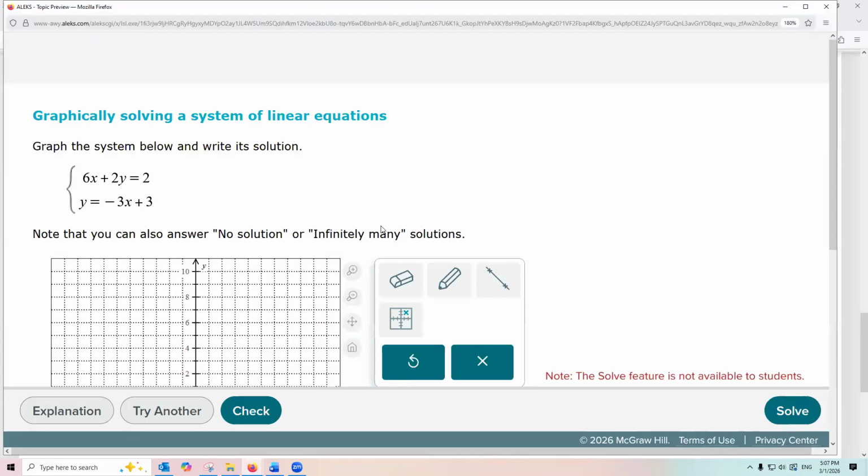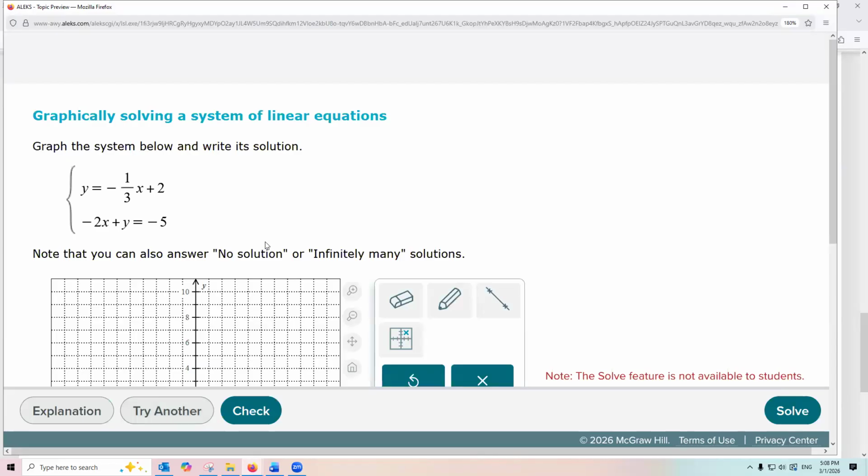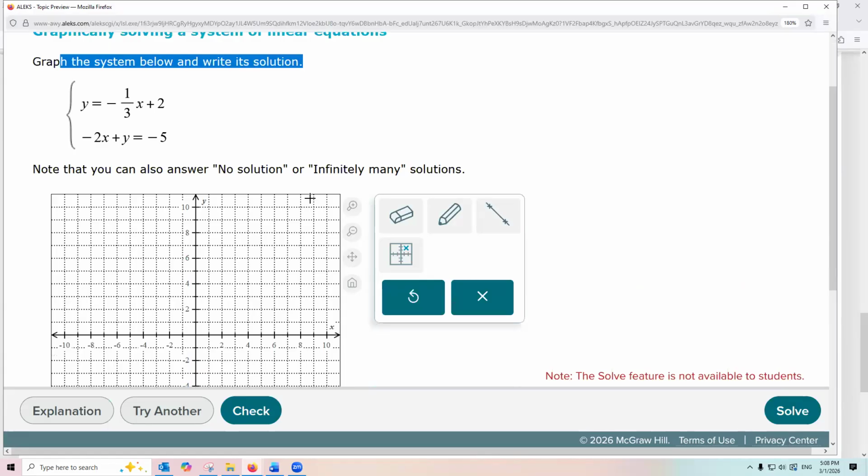All right. What we're going to end up doing here, let's take a look at this one. What they're going to ask us to do here is graph each equation and see where the lines intersect each other. So to find the solution, when you have two equations like this, we call this a system of equations. That means you have more than one equation. We have two equations. Graph each line.